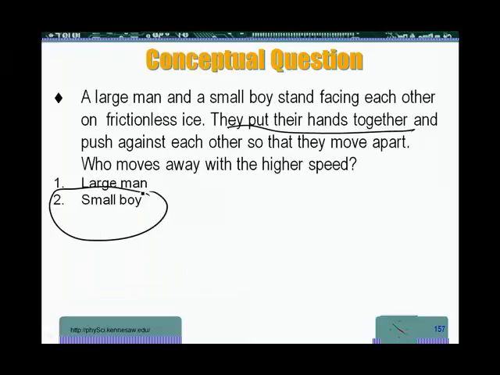Actually, the question here is missing something. I thought I had it here. No matter how long I prepare these things, there are things that end up missing.